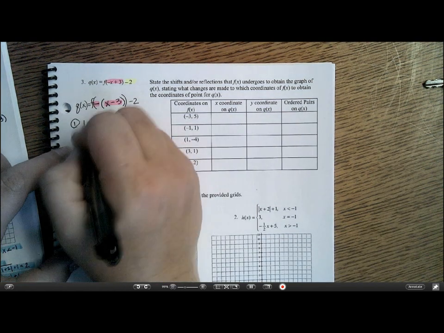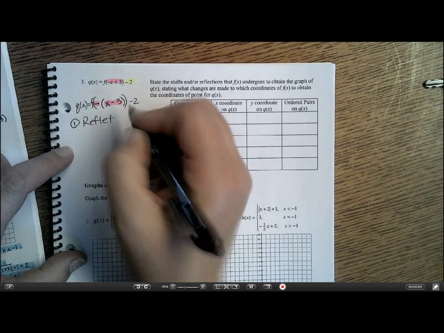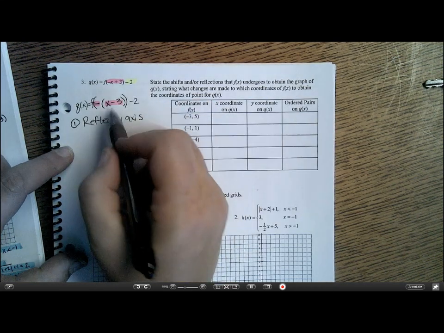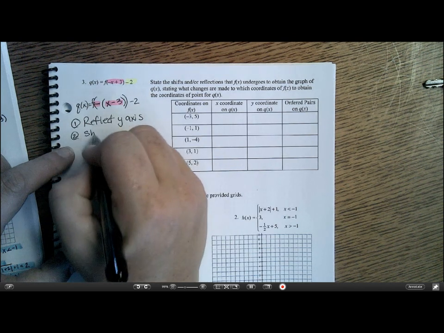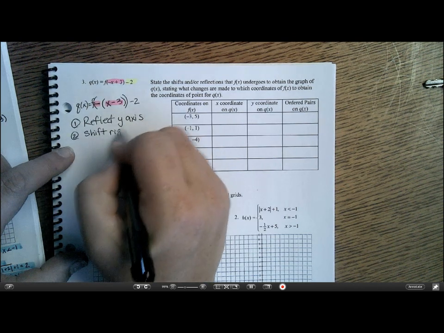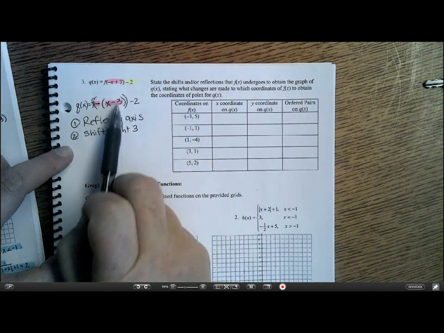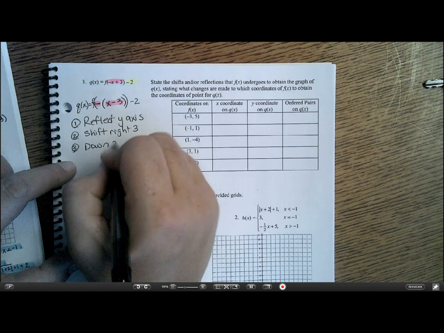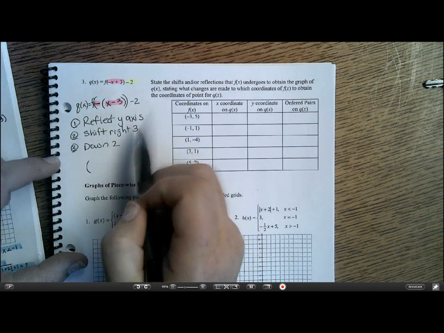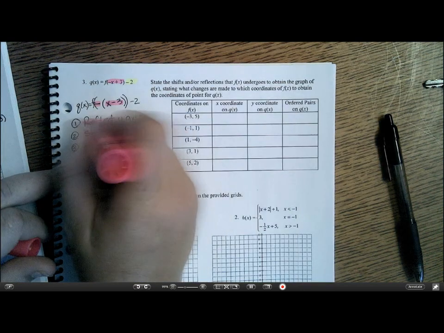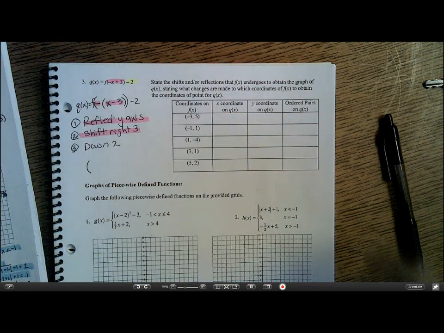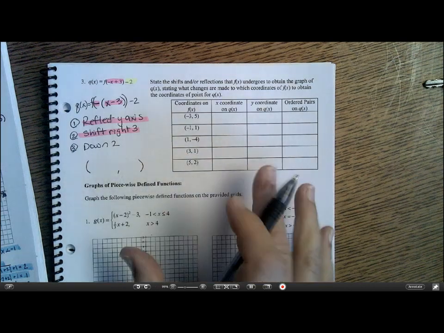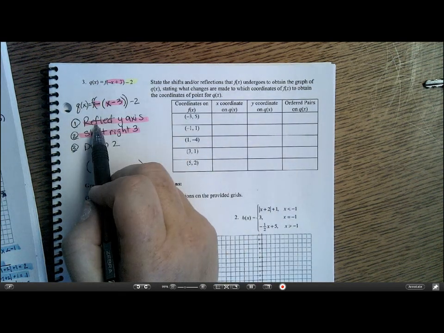So the first thing is we are going to reflect against the y-axis. Then we are going to shift right 3. You're setting this equal to 0 and solving. And then we are now going to go down 2. The changes into the x, you have to do multiplication before addition. So your shifts are always going to be at the end. So reflections are always multiplication.